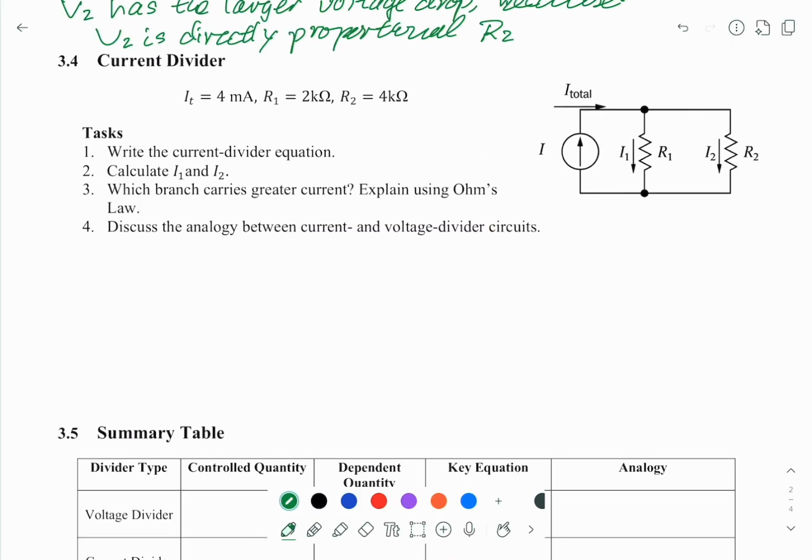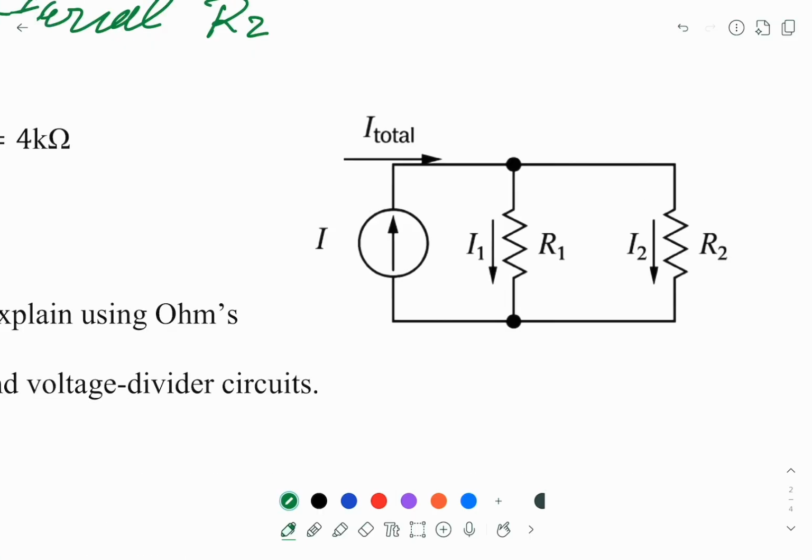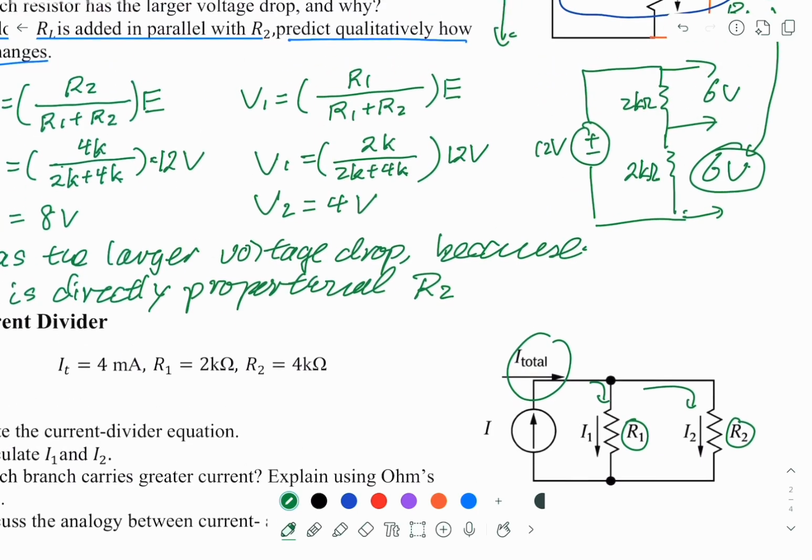Now let's look at the parallel of the voltage divider, which is the current divider. In a current divider, we first have a current source. This current source produces a current and is split into two resistors, R1 and R2. This time they are connected in parallel. Can you see the difference?